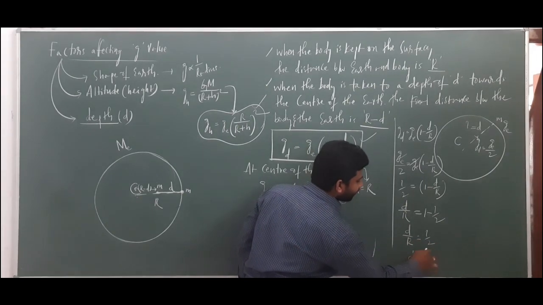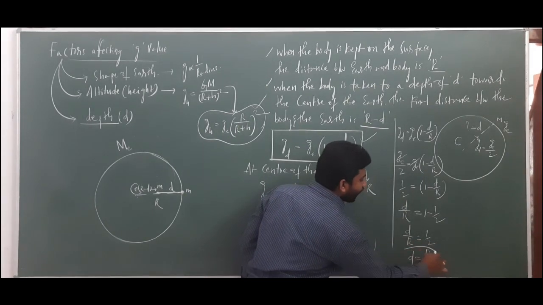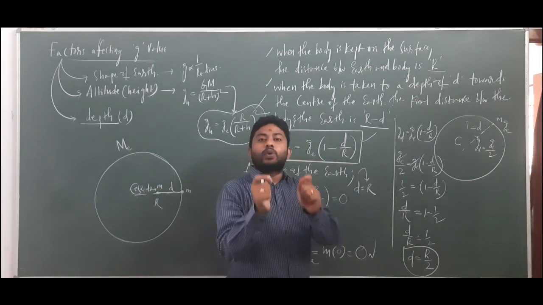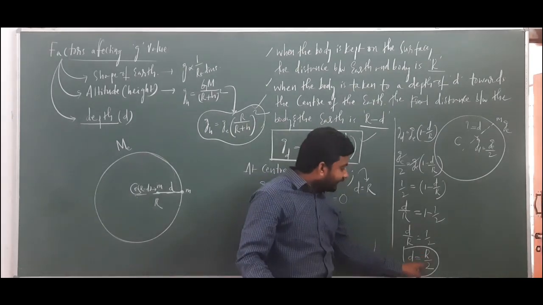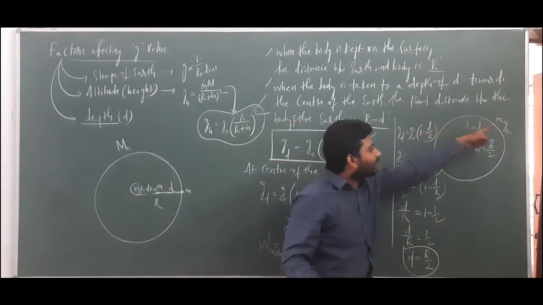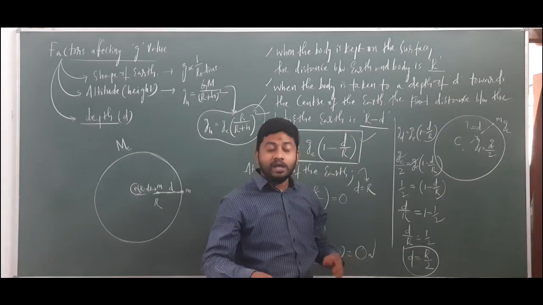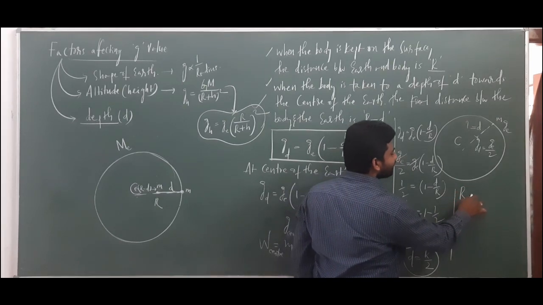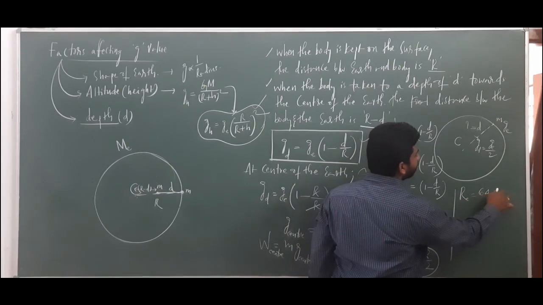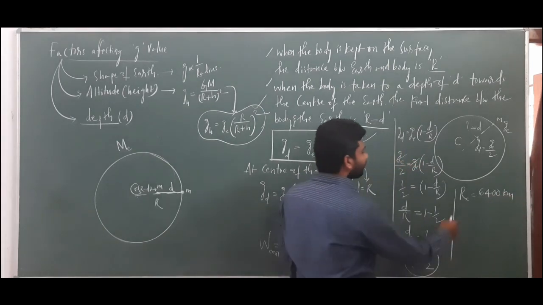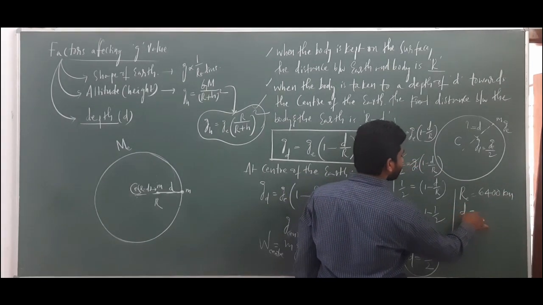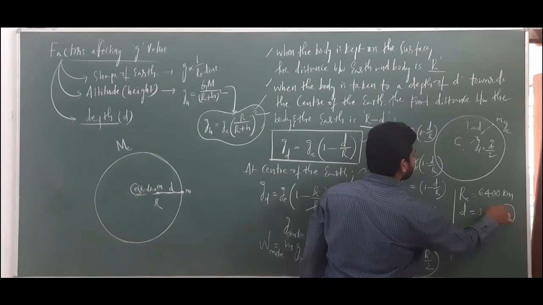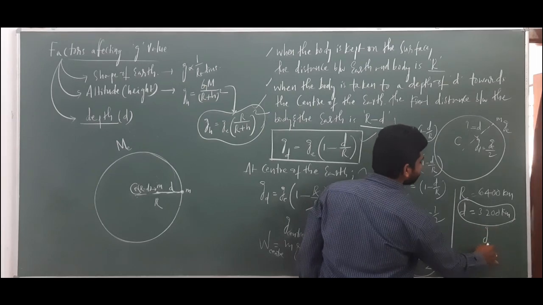So what can I write? d is equal to R by 2. At a depth which is equal to half of the radius of the earth, the acceleration due to gravity becomes half. Half of the radius of the earth is how much? We know already the radius of the earth is 6,400 kilometers, right? Half of it is how much? So at this depth, which is equal to 3,200 kilometers, the acceleration due to gravity becomes half of it.